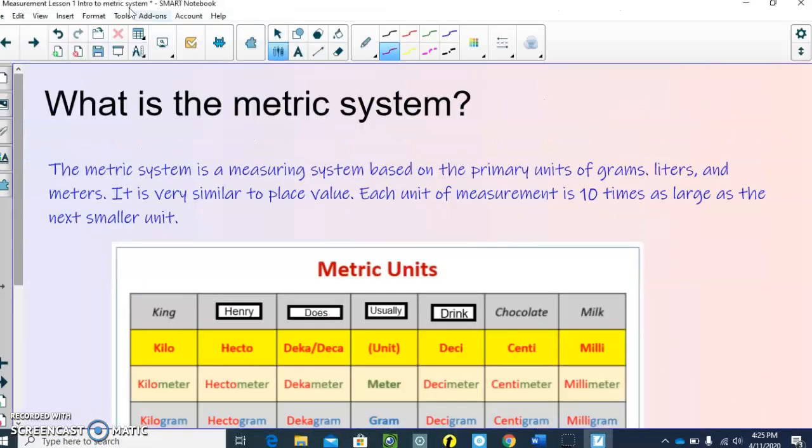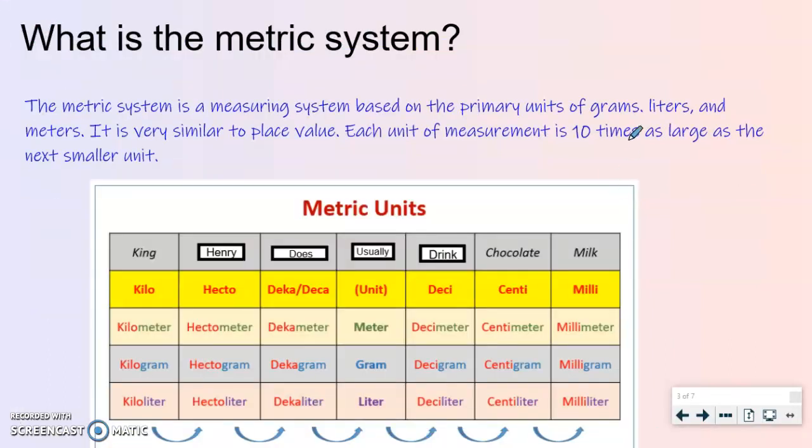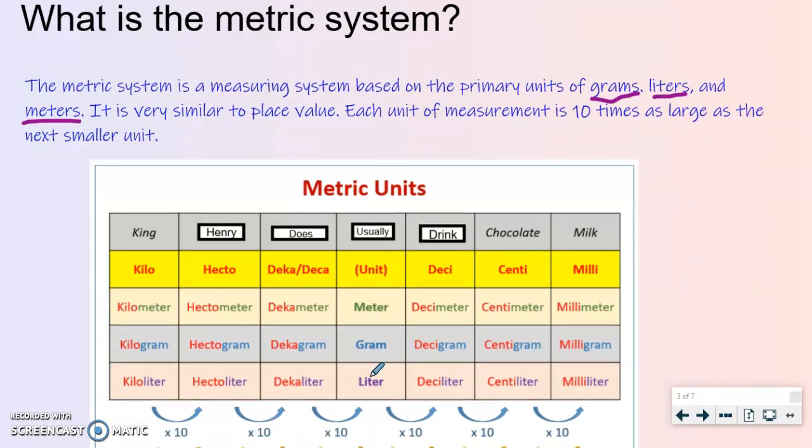I'm actually going to switch to my handy dandy pen here. So grams, liters, and meters are our primary units here. And you're going to see them in the chart here. Okay, they're different colors. It's very similar to place value, and we'll talk about that in a second. Each unit of measurement is 10 times as large as the next smaller unit. So what exactly does that mean? Well, it means that this is 10 times larger than this, which is 10 times larger than this, which is 10 times larger than this. This is what the arrows represent down here.